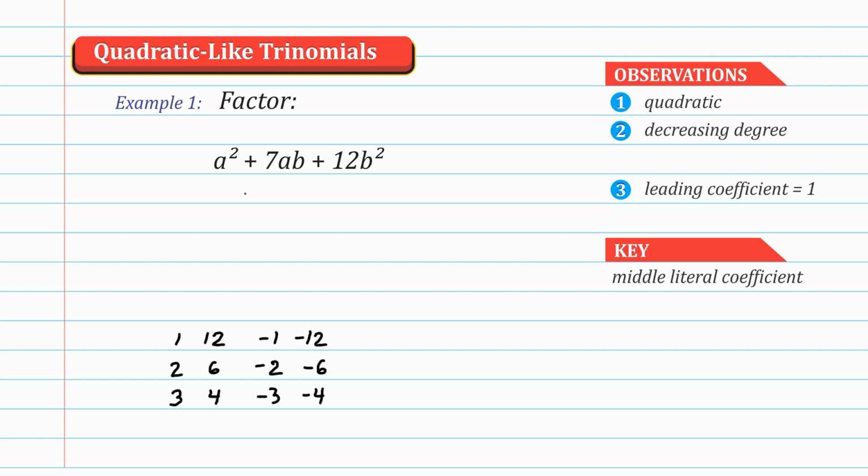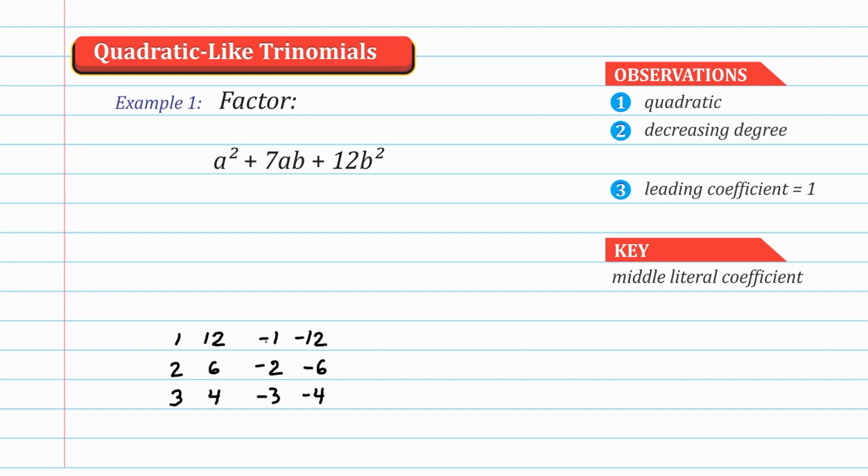Now, ang gagawin natin is, we look at these factors and look for those factors that sum up to 7. So, kailangan ang sum ng factors natin is equal to 7. So, 1 plus 12 is 13. Negative 1 minus 12 is negative 13. Again, no, not equal to 7.